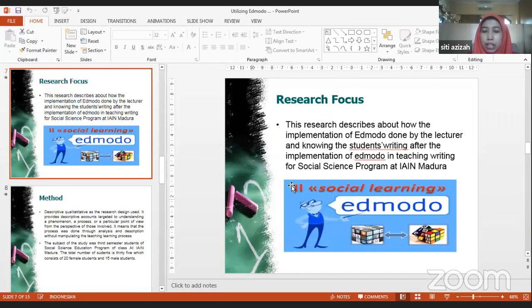Research focus: I use a qualitative approach, and the research focus describes how the implementation of Edmodo is done by the lecturer and to know the students' writing performance after the implementation of Edmodo.